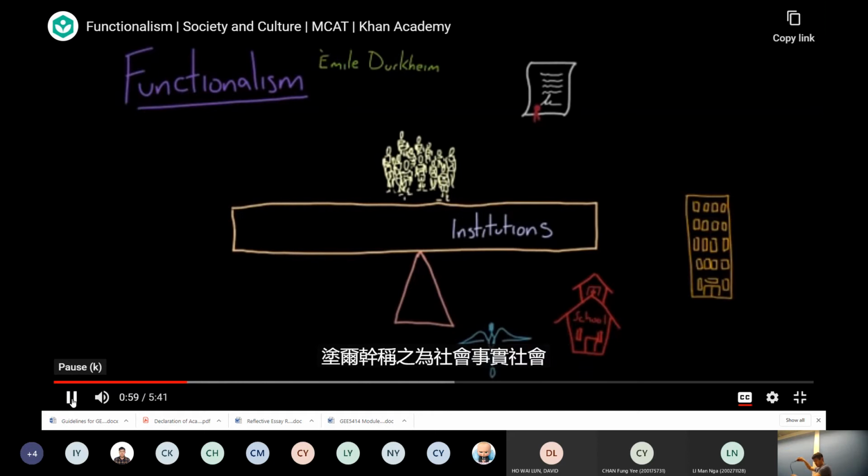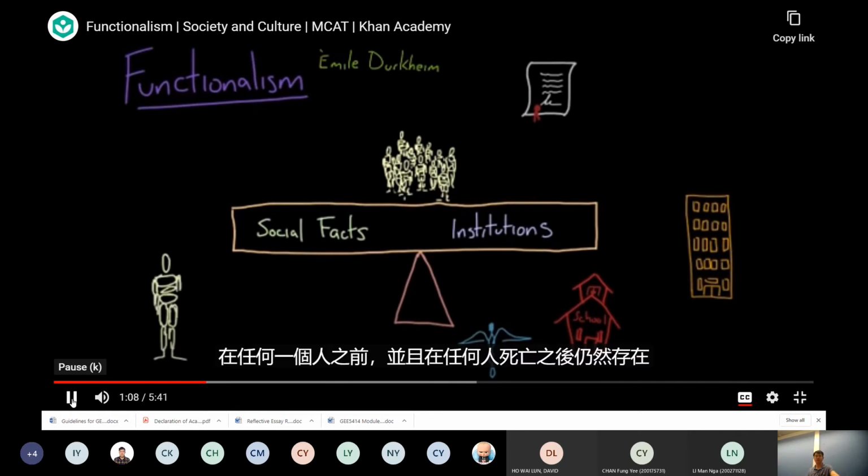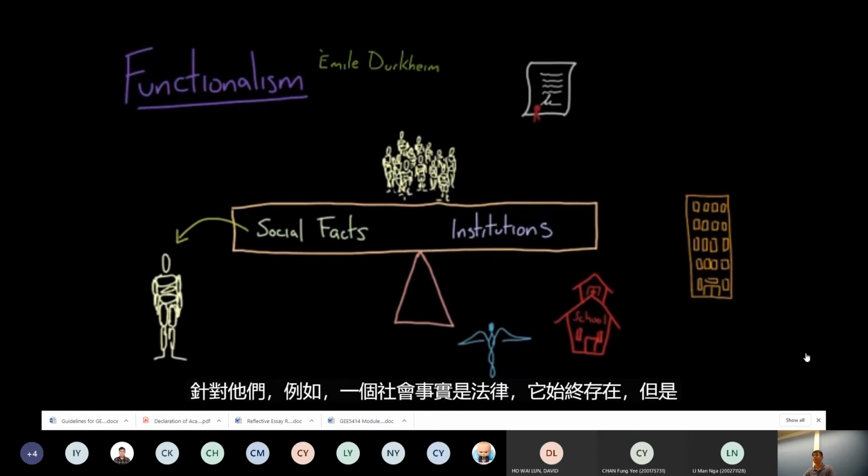Another structure is what Durkheim called social facts. Social facts are ways of thinking and acting formed by the society that existed before any one individual and will still exist after any individual is dead. They are unique objects that cannot be influenced by an individual. They have a coercive effect over the individual that is usually only noticed when we resist against them.